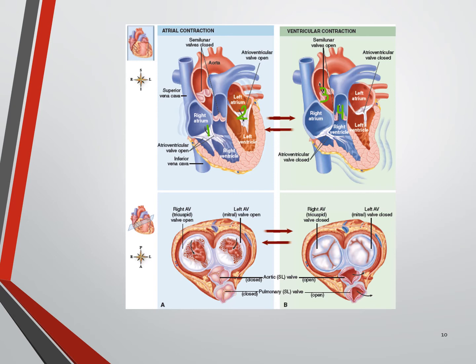So with these semilunar valves, if you look at the bottom images, you can see that when the atrioventricular valves are open and blood is moving from the atria into the ventricles, the semilunar valves are closed. And when the atrioventricular valves are closed, this is when those semilunar valves are open and blood is moving from the ventricles either into the lungs or to the rest of the body.